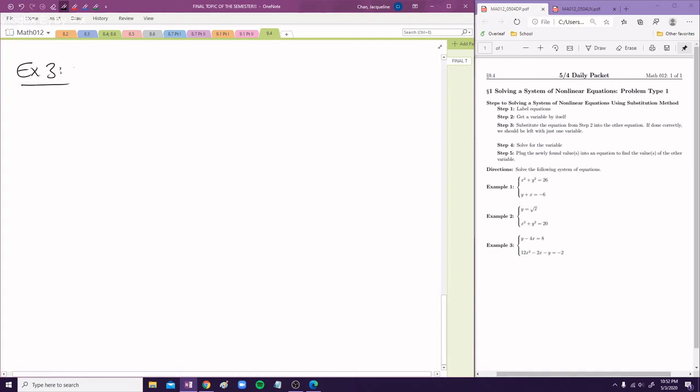Okay, example 3, we are given y minus 4x is equal to 8, and then we're given 12x squared minus 2x minus y is equal to -2, right? I'm not going to do a thorough or a precise graph, but I'm going to sketch this. I know y minus 4x equals 8, so that's like y equals 4x plus 8. So that's a line, right? So I'm going to draw a line.